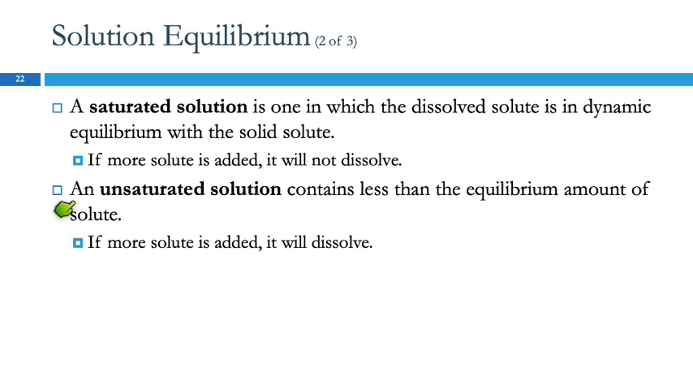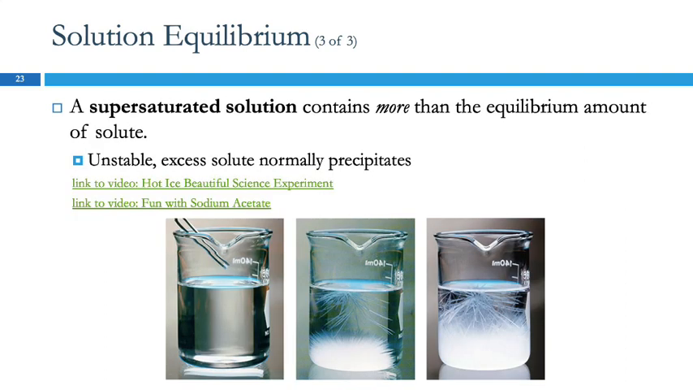If the solution is unsaturated, that means there's more room for solute to dissolve, and if you add some more, it will dissolve. You can also have more solute dissolved than is possible. Wait, that's not right. Well, it's not stable, that's for sure. But we can have a supersaturated solution, and this has more than the equilibrium amount of solute. These sorts of solutions are unstable, and when they're disturbed, the excess solute will precipitate, often dramatically.